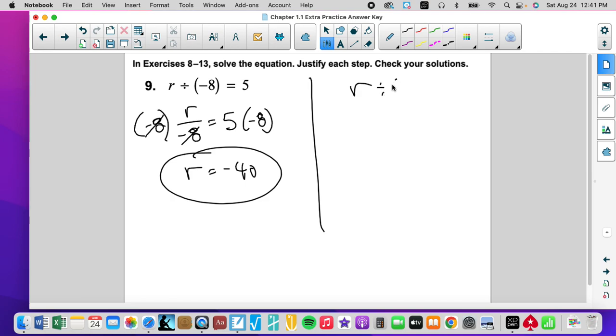And then we're going to check our work. R divided by negative 8 equals 5. Negative 40 divided by negative 8 equals 5. 40 divided by 8 is 5. A negative divided by a negative is positive. And we get a correct answer.